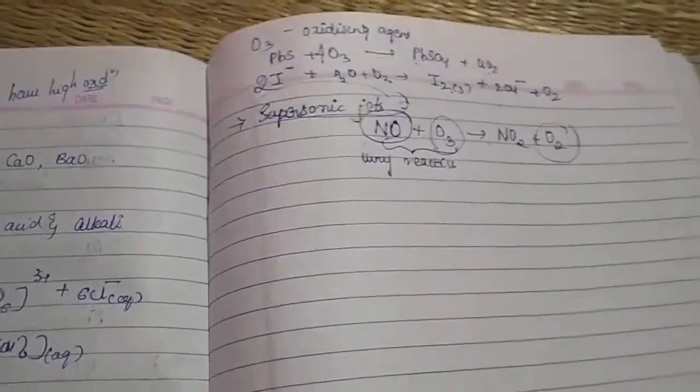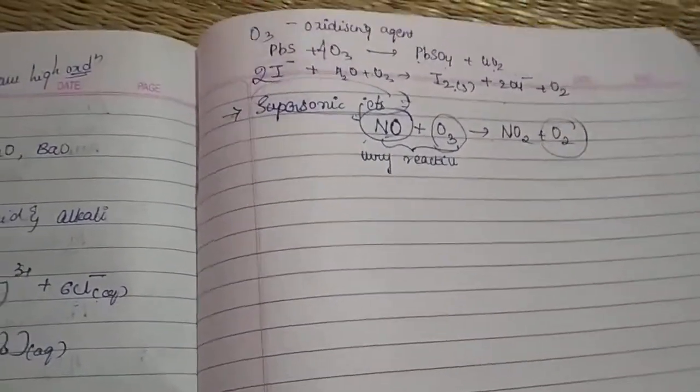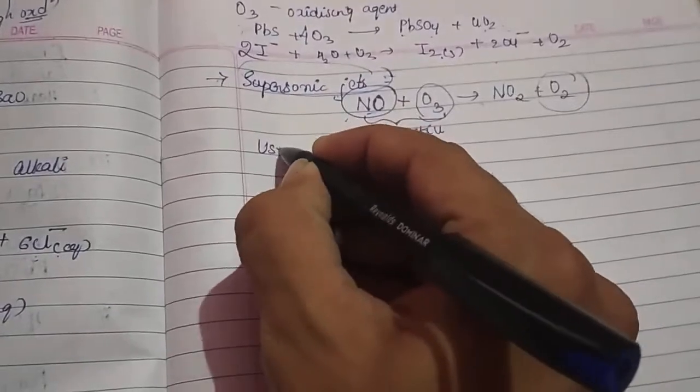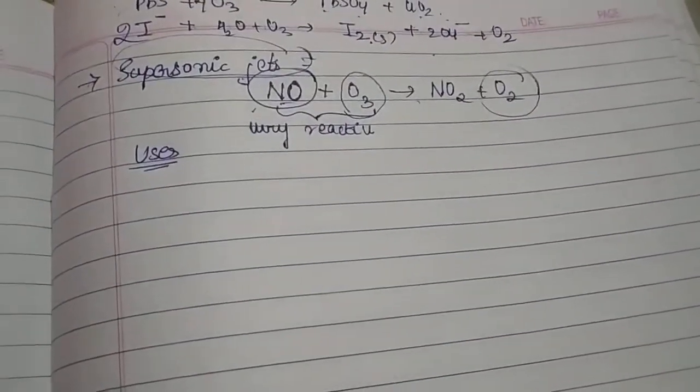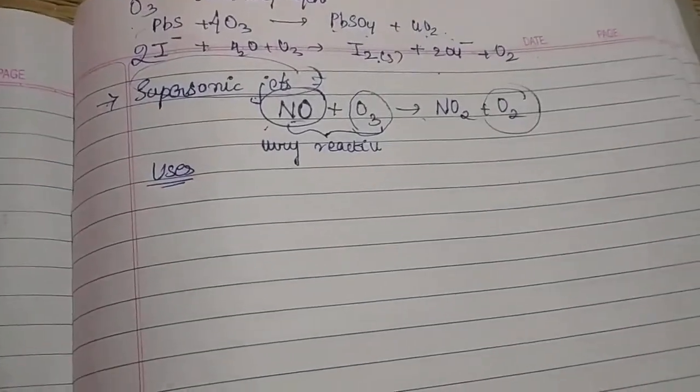So these were some important properties of your ozone. Coming to the uses of ozone, basically the main uses: it can be used as a disinfectant, even as a germicide, and for sterilizing water.